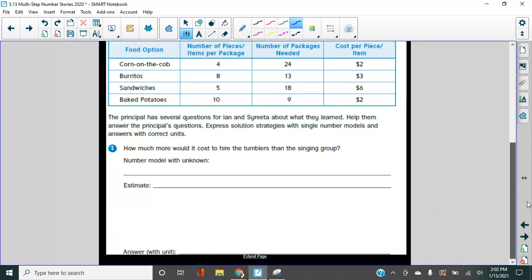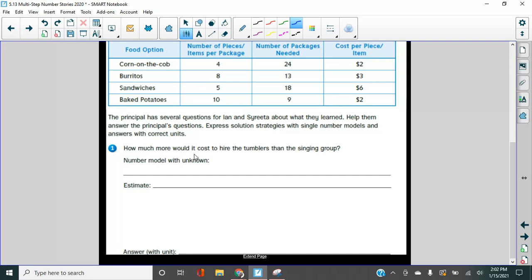We're going to do at least one here together. The principal has several questions for Ian and Sarita about what they learned. Help them answer the principal's questions. Express solution strategies with single number models and answers with correct units. All right, let's do that.